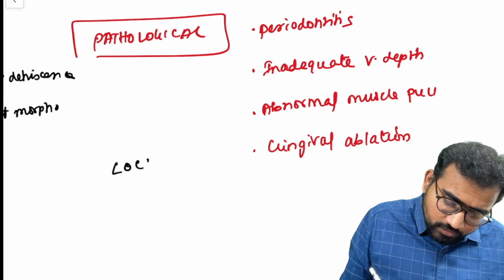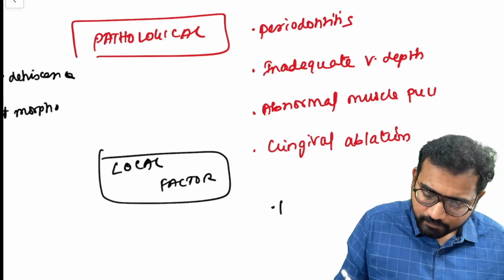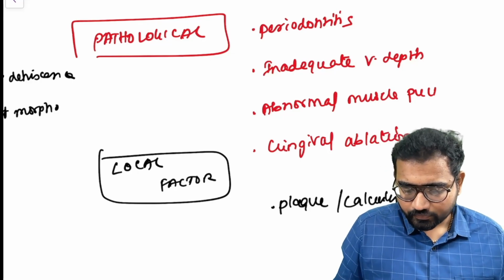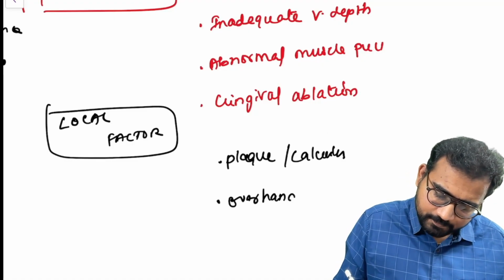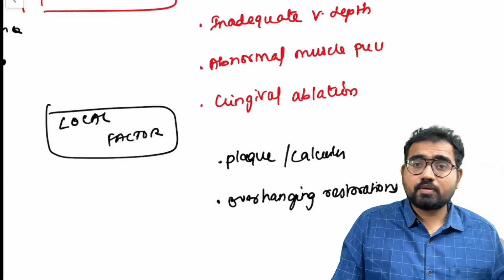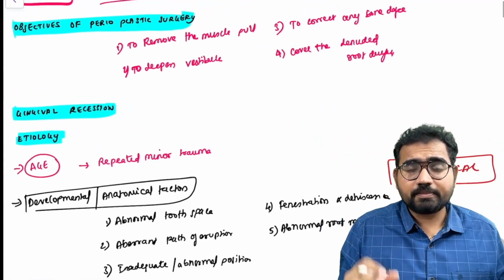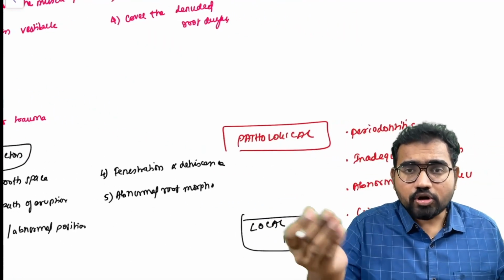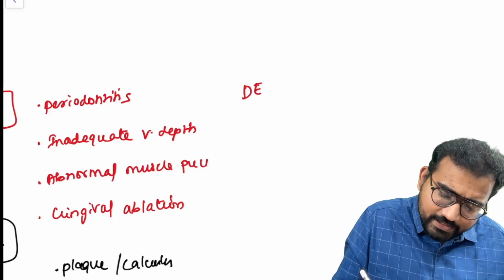The next one will be the local factors. Local factors will be plaque, calculus, or any overhanging restorations. So far we have seen age, repeated minor trauma, developmental and anatomical factors, pathological factors, and local factors. The next one you are going to see is any deleterious habits.